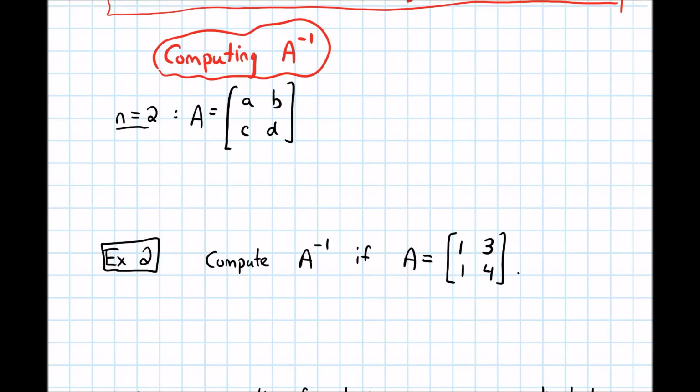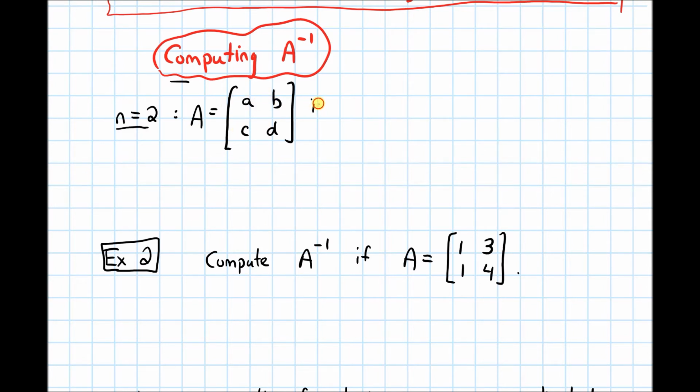In this video, we're going to talk about how we compute an inverse matrix. How do we find a formula for A inverse? First, look at the case where n equals 2. So if I have a matrix A that has 2 rows and 2 columns, I just wrote the entries of A as a, b, c, and d.